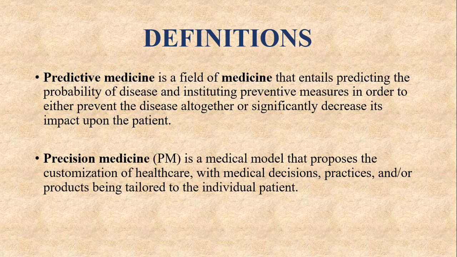The definitions of predictive medicine and precision medicine are the following. Predictive medicine is a field of medicine that entails predicting the probability of disease and instituting preventive measures in order to either prevent the disease altogether or decrease the impact upon the patient. And precision medicine is a medical model that proposes the customization of healthcare, with medical decisions, practices, and products being tailored to the individual patient.